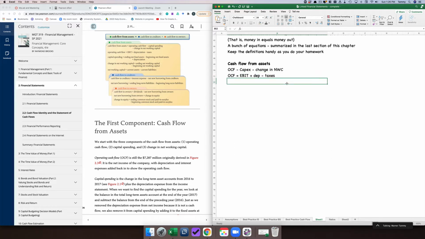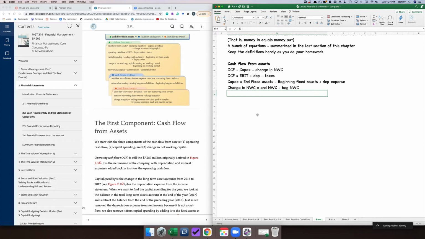The capital spending, right? So this is how we determine whether we purchased new capital equipment, which is going to be, of course, a negative cash flow, right? If you bought new equipment, what you do to calculate that is you look at your ending fixed asset account. You subtract from that your beginning fixed asset account, and then you add in this year's depreciation expense. So your change in net working capital is just your ending net working capital minus your beginning net working capital. And then, of course, our net working capital is current assets minus current liabilities.